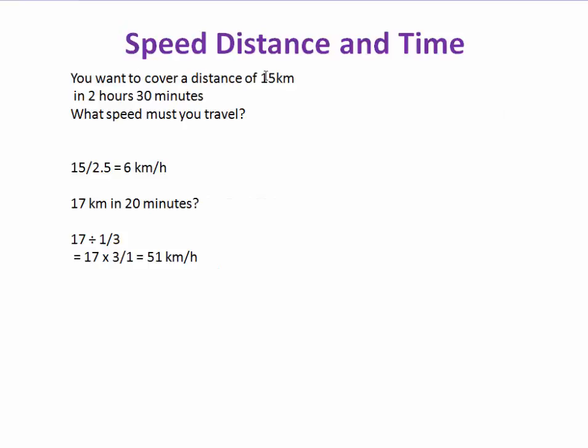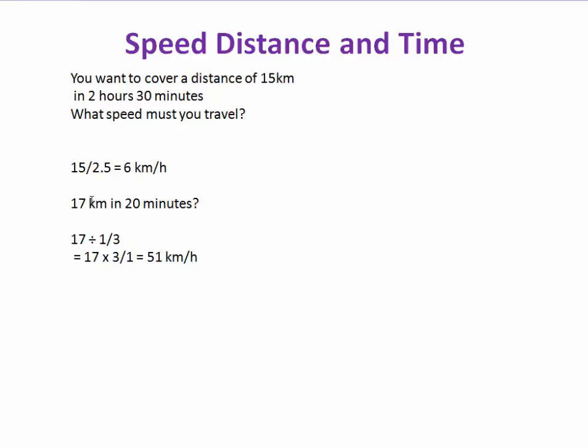You want to cover a distance of 15 kilometers in 2 hours 30 minutes. What speed must you travel? So this as a decimal is 2.5 hours. So distance is 15, so 15 divided by 2.5 is 6 kilometers per hour.